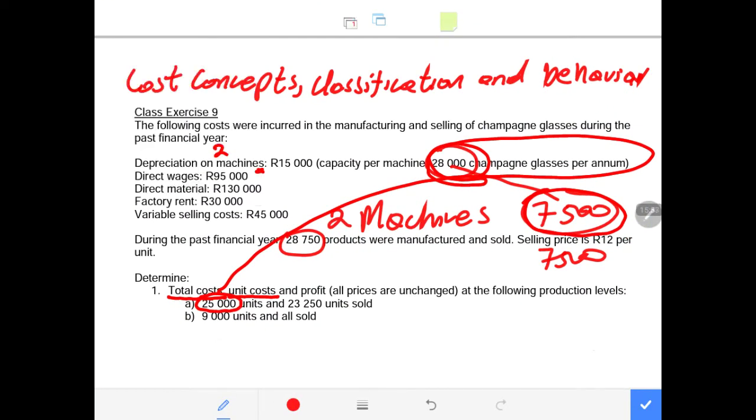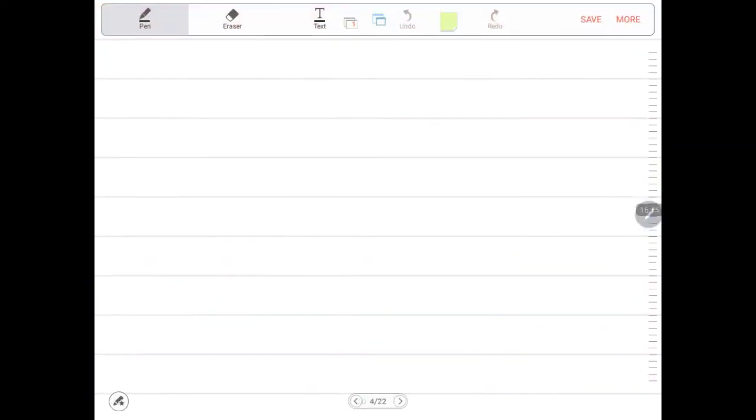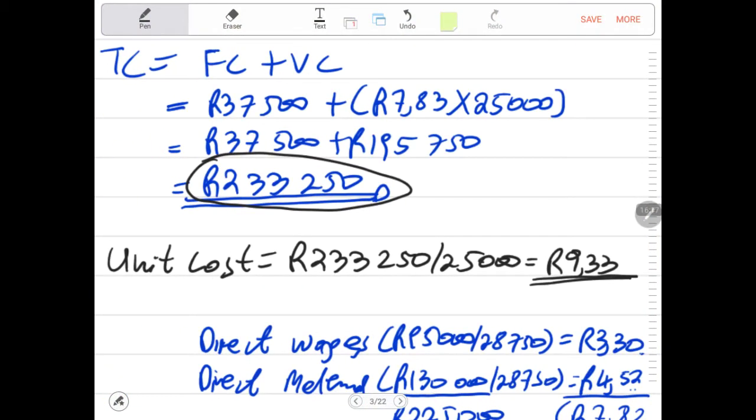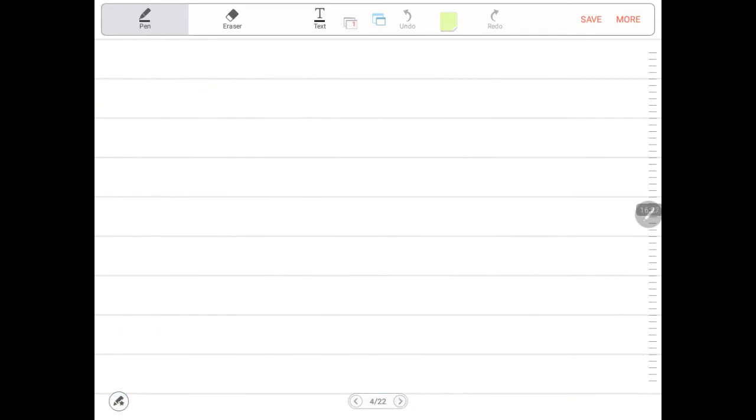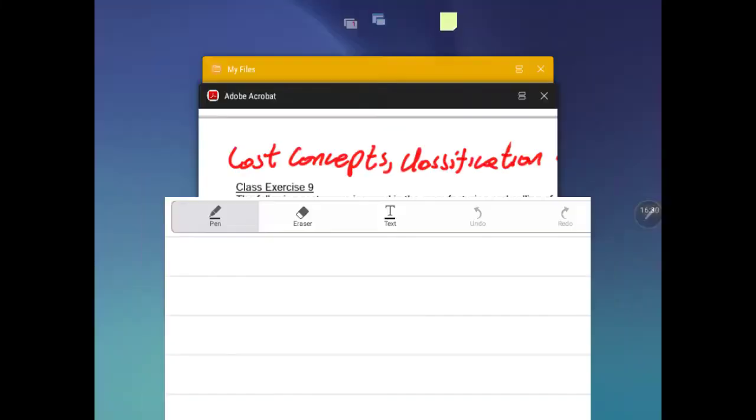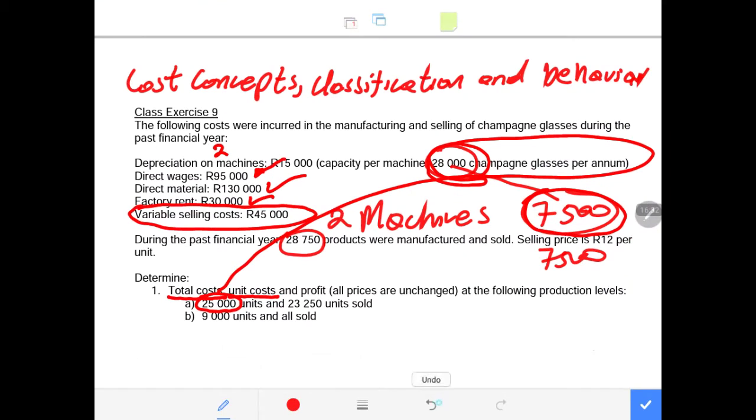Maybe these figures were not in your memory. Our wages were 95,000. There we have our material. It was 130,000. Our rent, it was 30,000. Remember, this is a non-production cost. So it is not part of calculating the production cost that I was calculating. Here I was calculating total cost of production and also unit production cost. Now we are calculating our profit. Remember, we are responding to what we are required to calculate.